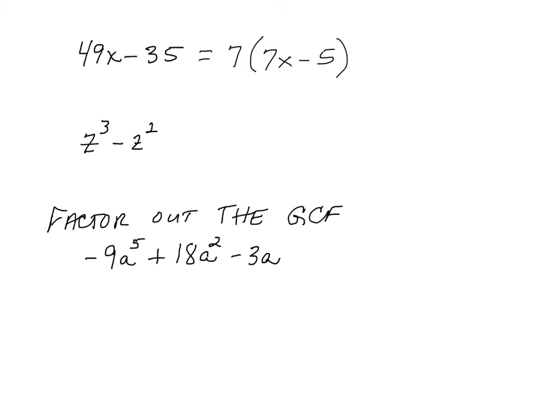All right, look at this one. z to the third minus z squared. What's common to both of them? Remember, we're looking for the z with the smallest exponent. So z squared is common. But when you factor out a z squared, what are you left with from this first term? If you divide z to the third by z squared, what are you left with? z. And if you divide z squared by z squared, now imagine z squared over z squared.